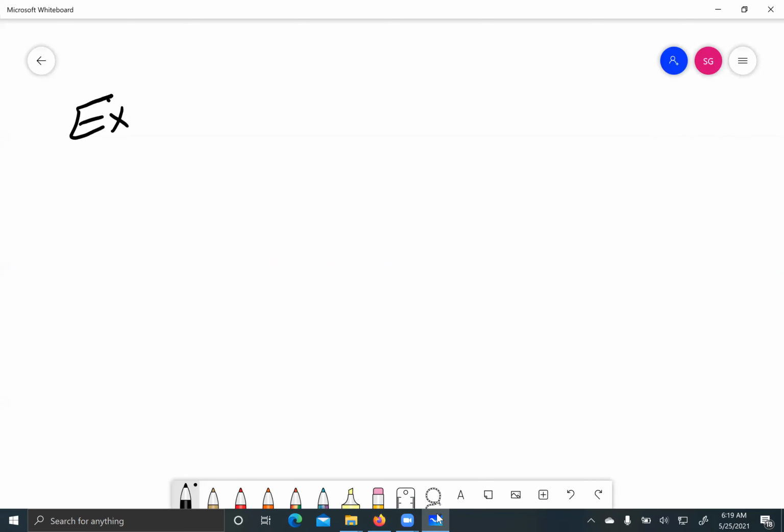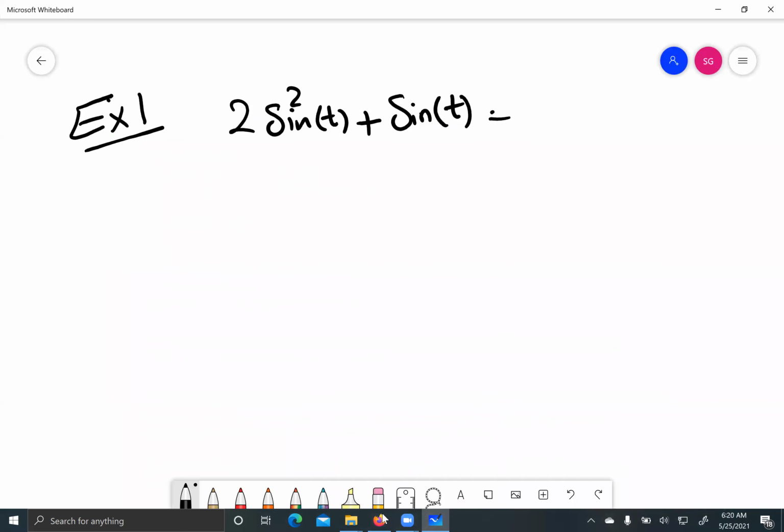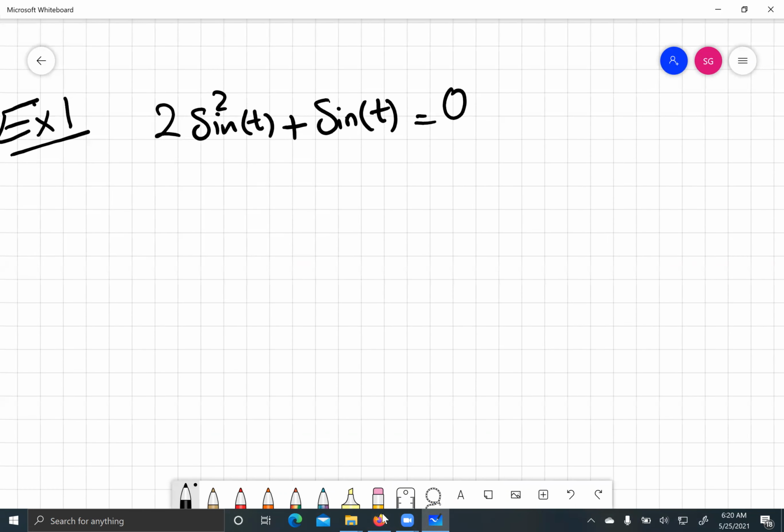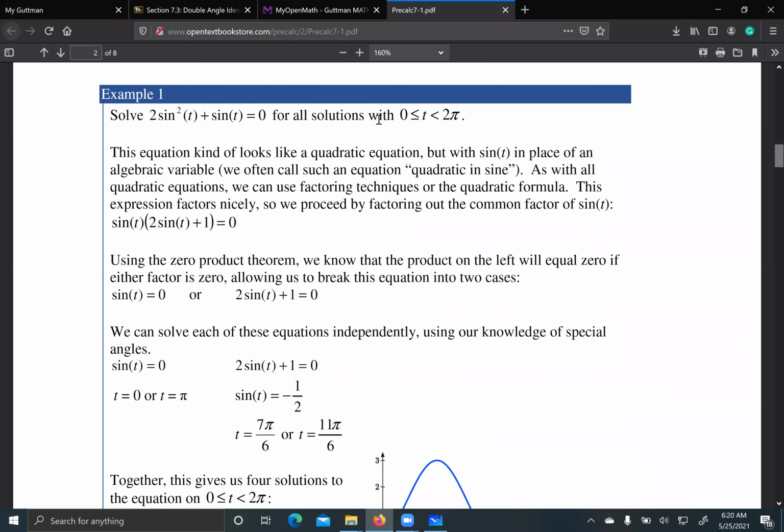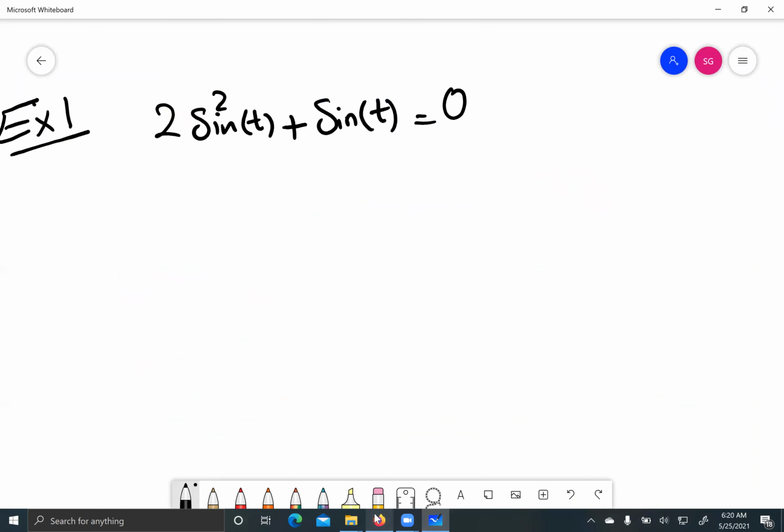The first example is: solve 2 sine squared t plus sine of t equals 0. Solve this equation for t, for all the values between 0 and 2 pi. So for what values between 0 and 2 pi does this equation hold?